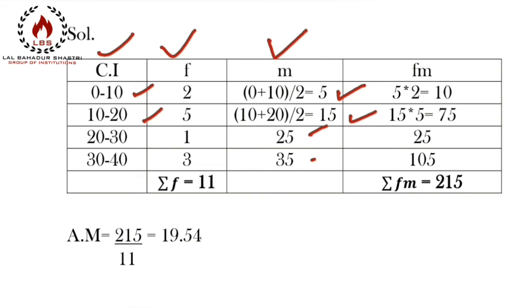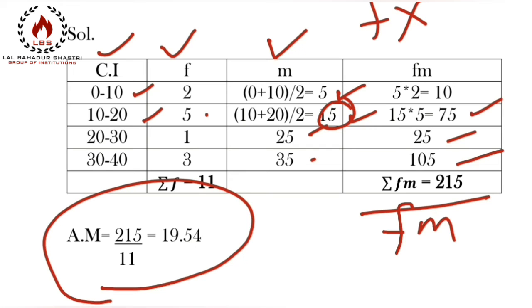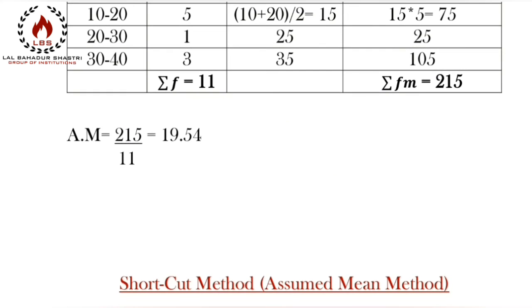There we multiplied f by x. Here we will multiply f by m. So f into m, 5 into 2 is equal to 10. 5 into 15 is equal to 75. 25, 105. Now again summation sigma fm, that is 215. 215 divided by 11. 11 is sigma f.